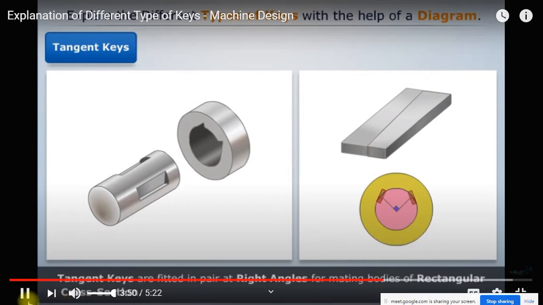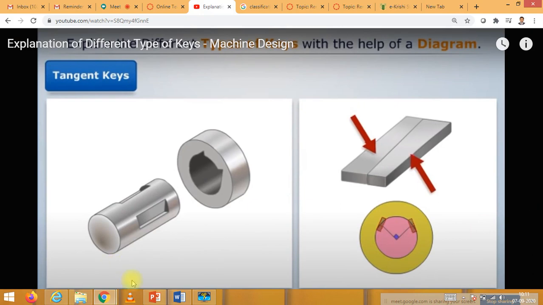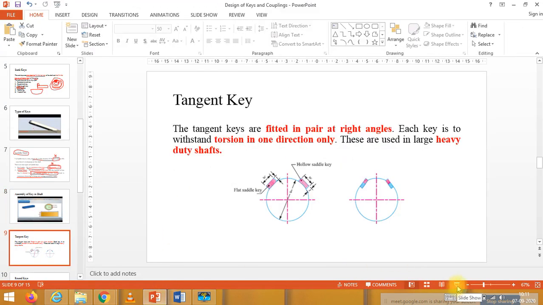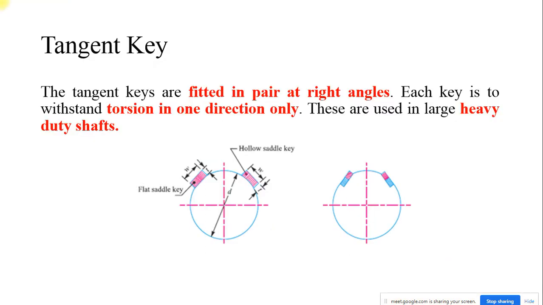Tangent keys are fitted in pairs, so this we are going to look into now. Until now we have seen only sunk keys and saddle keys. Now we are going to see tangent keys. The tangent keys are fitted in a pair at a right angle. So tangent keys always have a pair of keys which will be fitted at right angles.